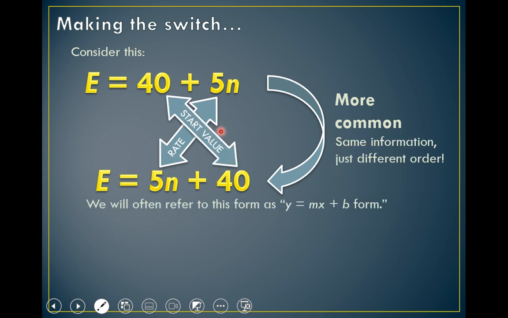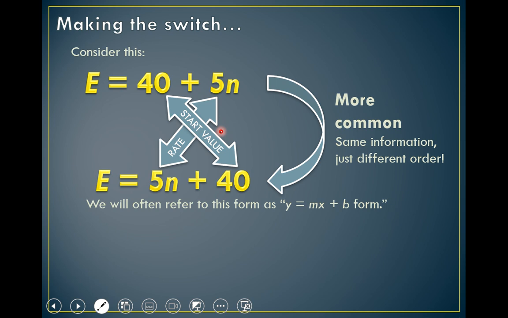We often call this y equals mx plus b form. You're like, why? There's no y's and x's. I know, we're going to start using y's and x's. Instead of e, we'll use y. And instead of n, we'll use x, but really the same stuff. And the m is the slope, which is the rate. M slope, m rate.